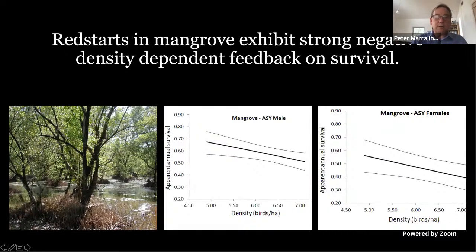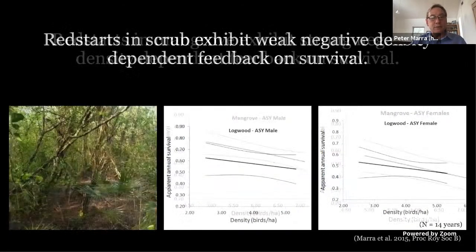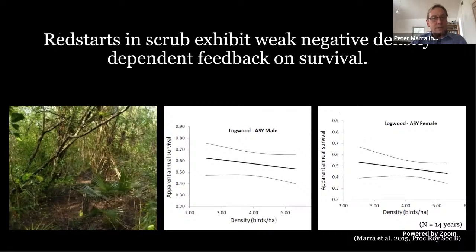Mangrove ASY males here and mangrove ASY females here. Both, as density increases, survival goes down. So they exhibit pretty strong negative density dependent feedback on survival. In scrub, it actually doesn't occur. It's actually weak negative density dependent feedback on survival.